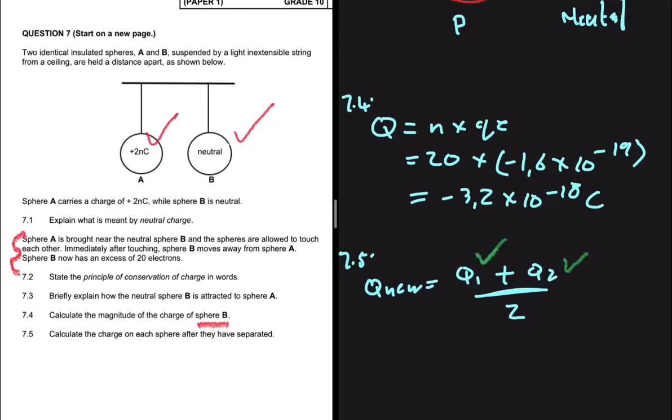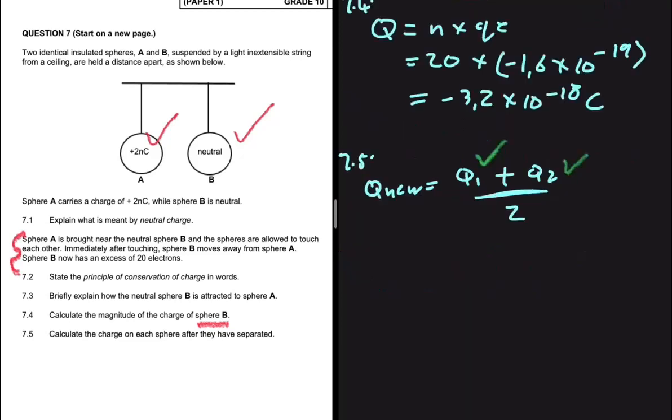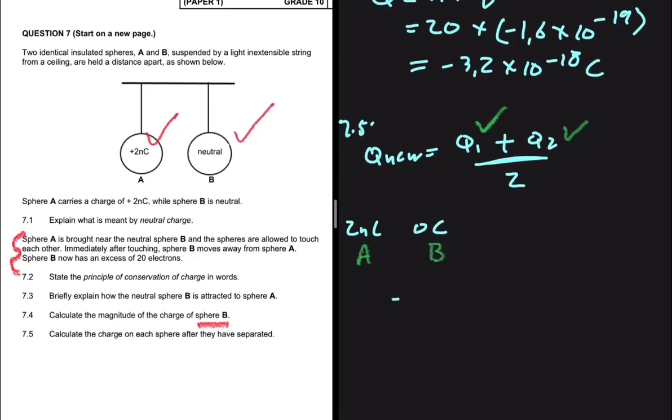So I have a question for you here. Before they touch, we have 2 nanocoulombs and 0 coulombs, right? But in 7.4, we just calculated the magnitude of the charge on sphere B, and we see that it is minus 3.2 times 10 to the minus 18 coulombs. The question now is to calculate Q new. Do we use the 0 coulombs or do we use minus 3.2 times 10 to the minus 18 coulombs? And why are you saying so? Can you please just let me know in the comments?